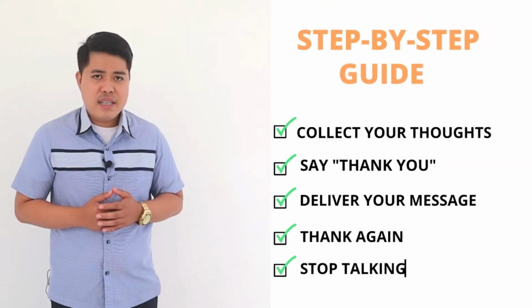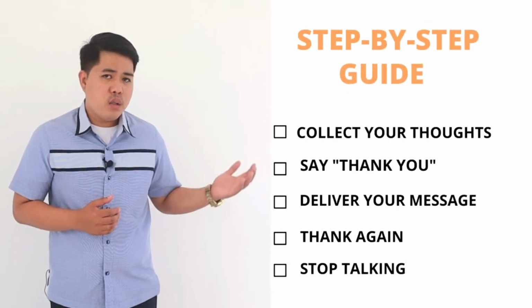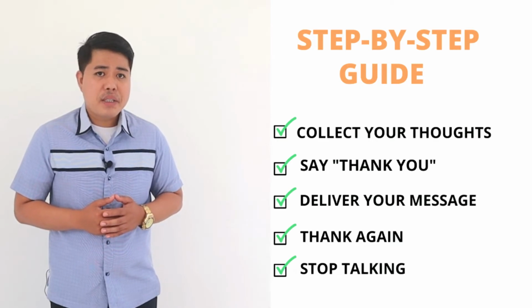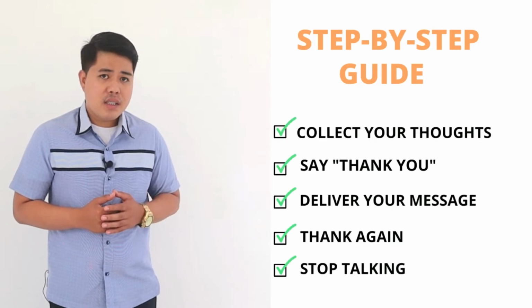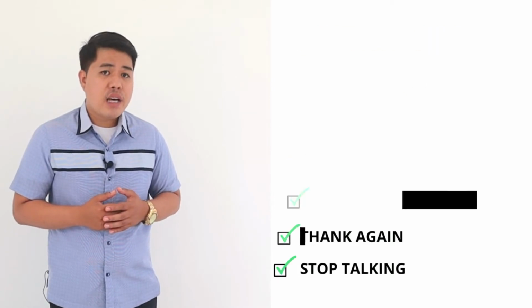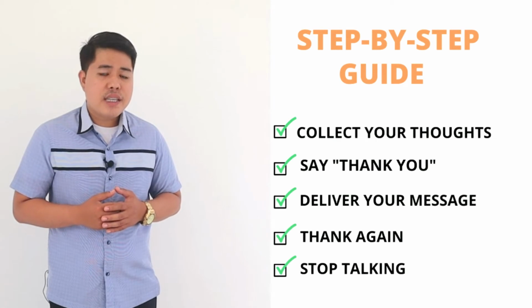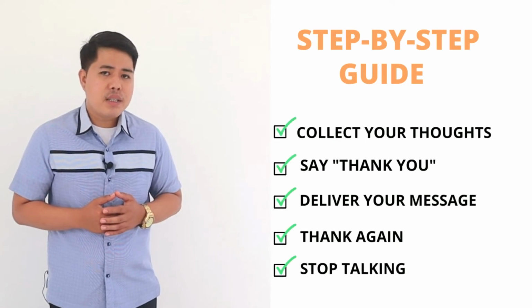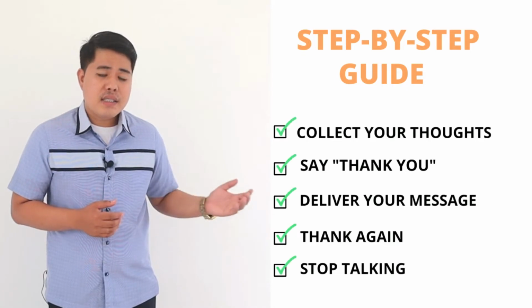These are the step-by-step guide that may be useful if you are called upon to give an impromptu speech in public. Collect your thoughts. Take a moment to collect your thoughts and plan the main point you want to make as fast as you can. Thank the person for inviting you to speak and deliver your message, making your main point as briefly as you can while still covering it adequately and where your listeners can still follow. Thank the person again for the opportunity to speak. Last, stop talking.